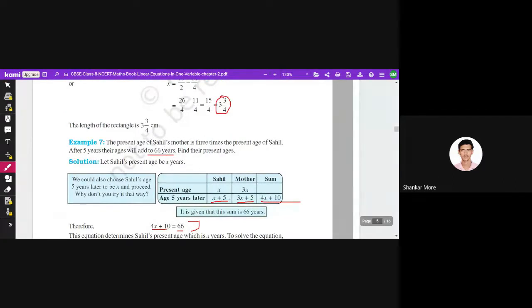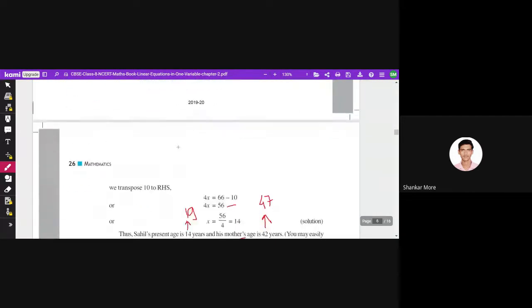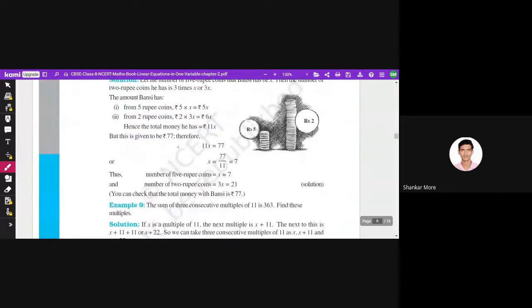See, first condition was what? This was first condition. Sahil's age is, sorry, his mother's age is 3 times his present age. And second condition was after 5 years, the ages will add to 66 years. So we have verified that.